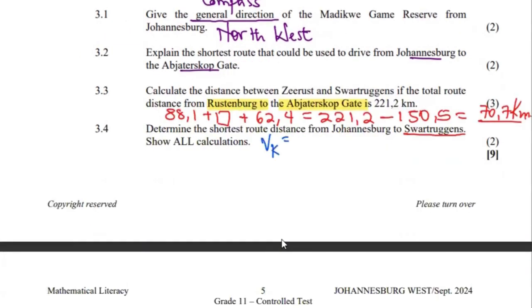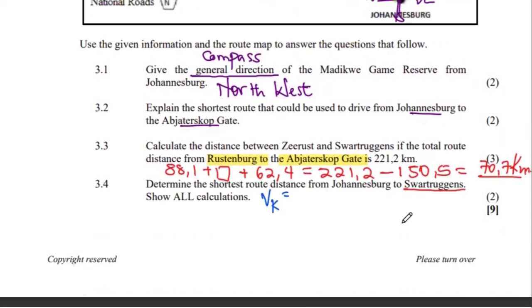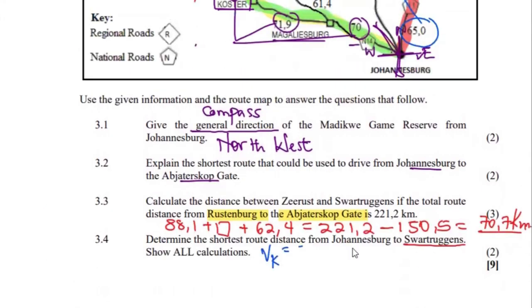So we should come down and we say, via Coxter, we shall need to add 70 plus 71,9 plus 35,2. Those are the distances we are adding. So we shall end up having the answer as 70 plus 71,9 plus 35,2. You have your answer as, that's your answer. Then the other one is via Rustenburg.